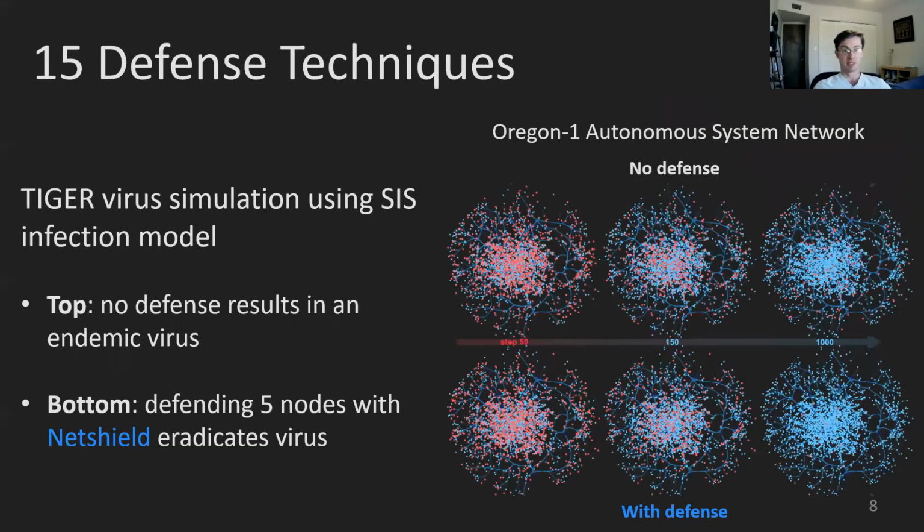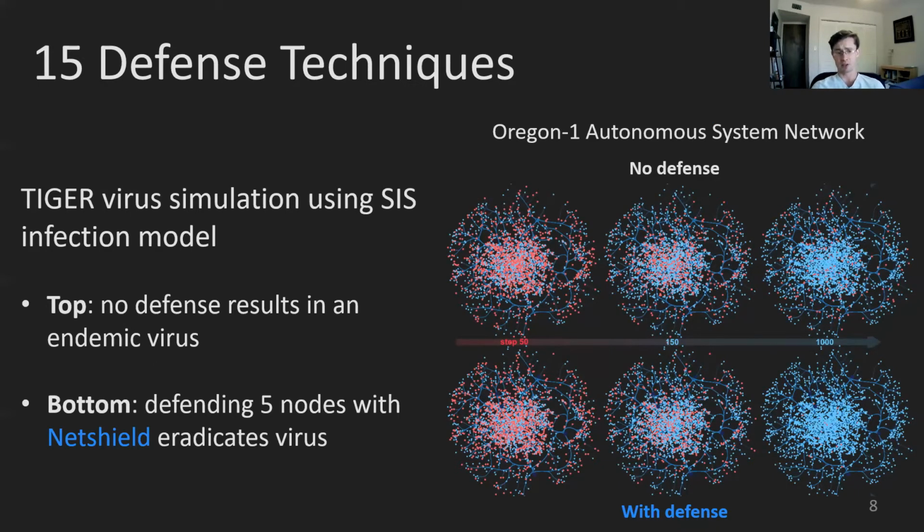In addition, we've implemented 15 defense techniques. These are techniques that can be used to defend against the attacks that we just talked about previously. However, they can also be used to defend against things like viruses and propaganda on networks. Here we're going to focus on TIGER defending against an SIS infection model, susceptible, infected, susceptible, where viruses propagate on a network.